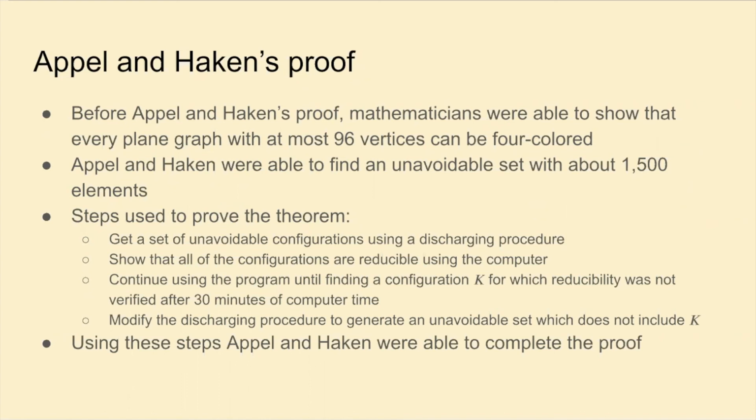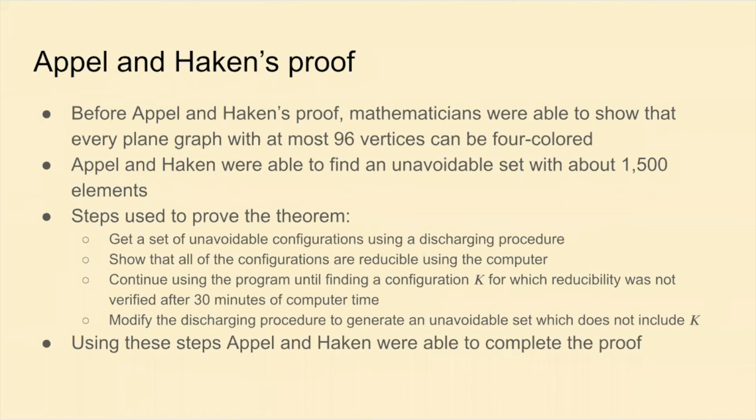Before Apel and Hagen's proof, mathematicians were able to show that every plane graph with at most 96 vertices can be four-colored. Apel and Hagen were able to find an unavoidable set with about 1,500 elements. The steps used to prove their theorem were to get a set of unavoidable configurations using a complicated discharging procedure, show that all of the configurations are reducible using the computer, continue using the program until finding a configuration K for which reducibility was not verified after 30 minutes of computer time, and then modifying the discharging procedure to generate an unavoidable set which does not include K.